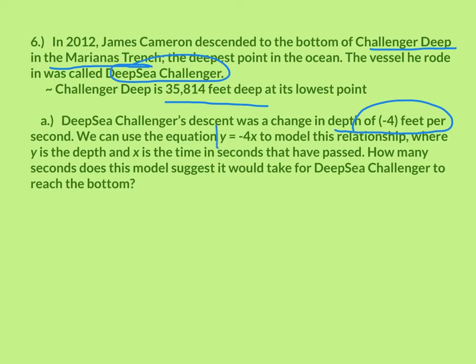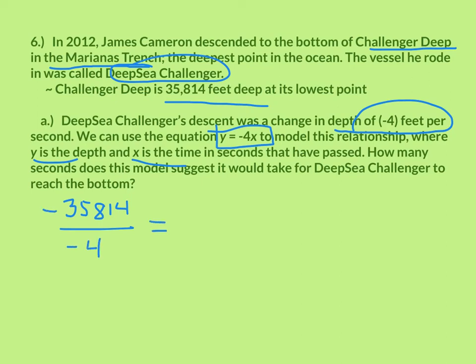And here's my equation. We know how to write equations. Y equals -4x to model this relationship. Y is the depth, x is the time. Okay. How many seconds does this model suggest it would take for the DeepSea Challenger to reach the bottom? Well, of course, to do this, I would divide. So I know I've got 35,814 divided by -4.